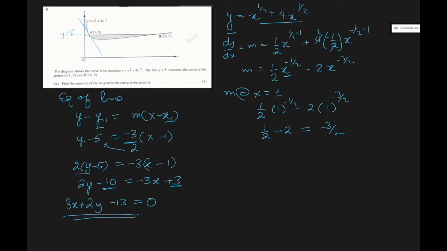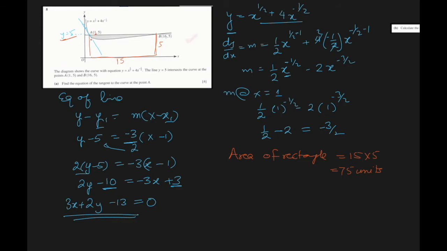My plan is that I will find the area of this rectangle first. From 1 to 16, the rectangle's length is 15 units. Height is 5. They have given y equal to 5, so 5 is the height. So we get the area of the rectangle, which is 15 times 5 equal to 75 units.